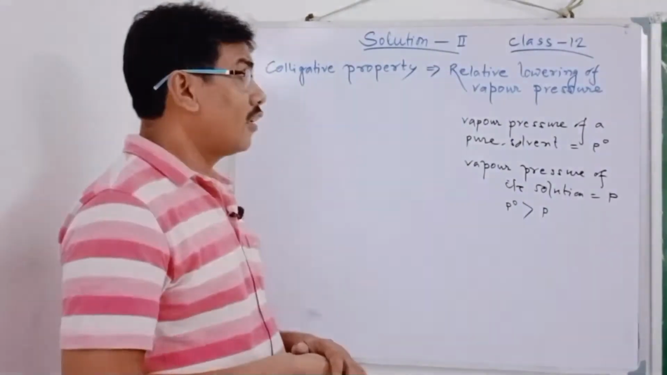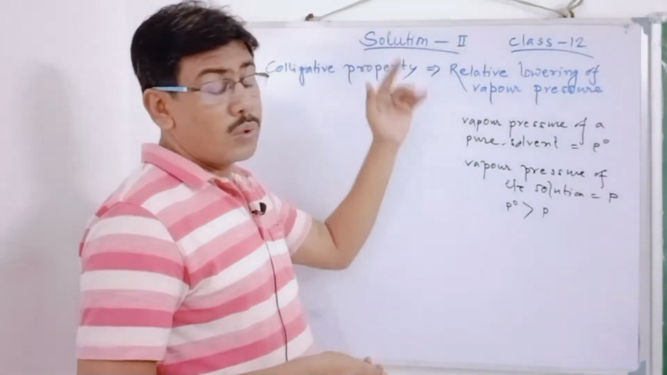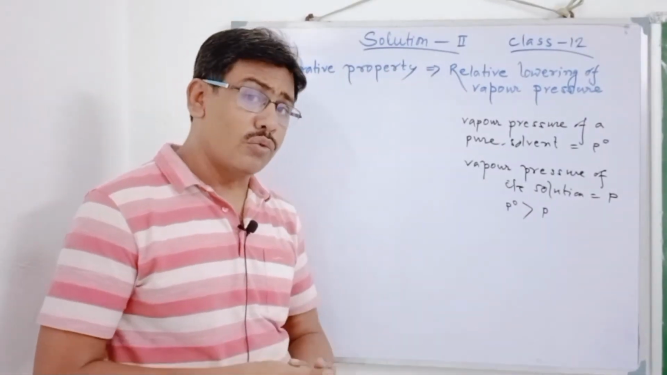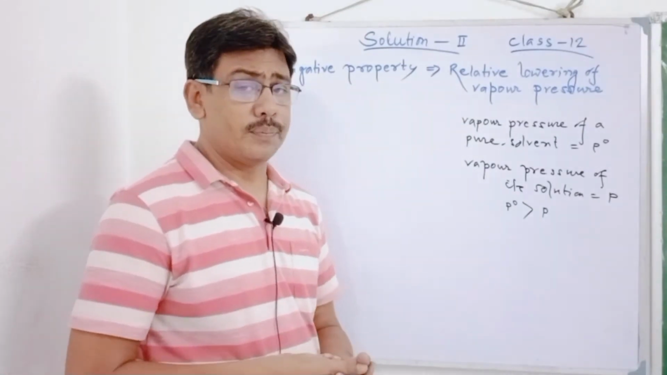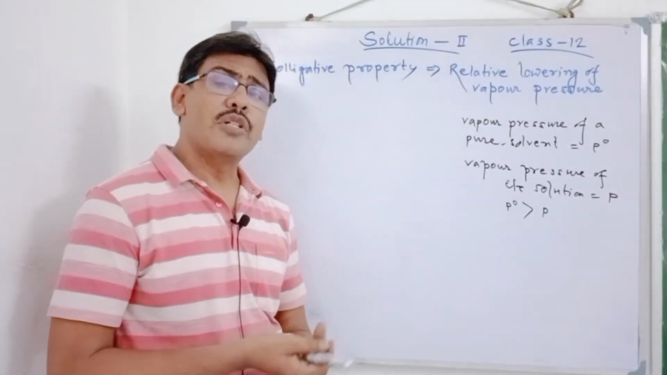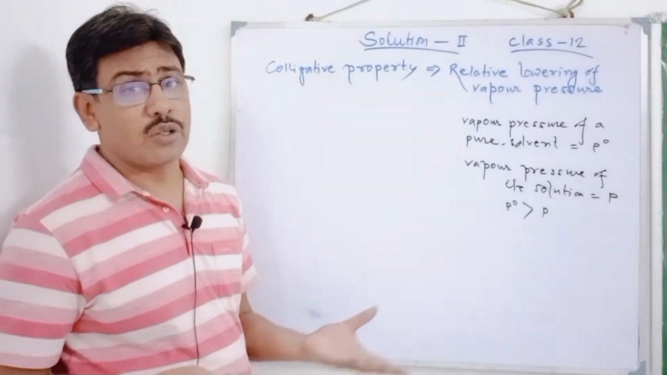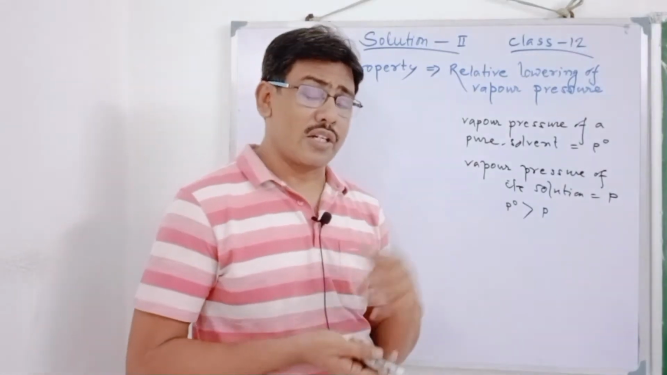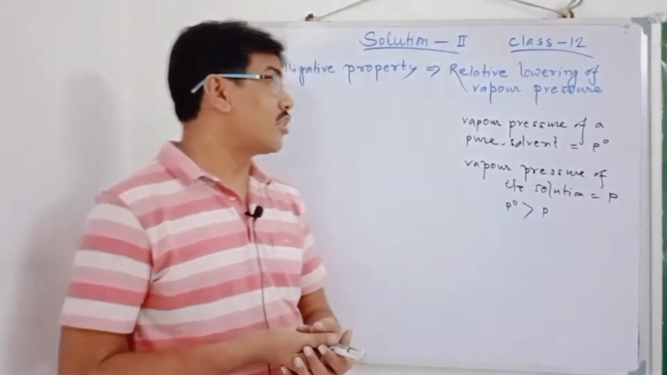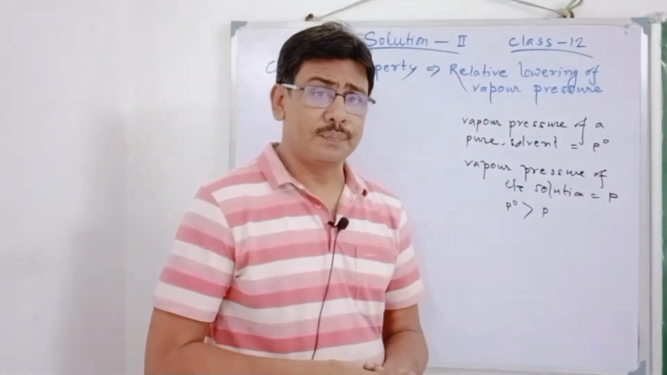Solution 2. In the previous day I discussed solution 1, that is the vapor pressure of the pure solvent and that of a solution. The vapor pressure of a pure solvent is higher than the vapor pressure of a solution. It was discussed in the earlier class. Now today I have to discuss the colligative property of solution.